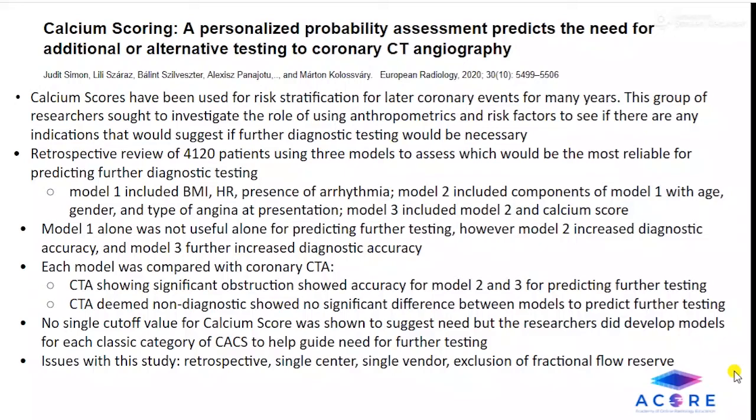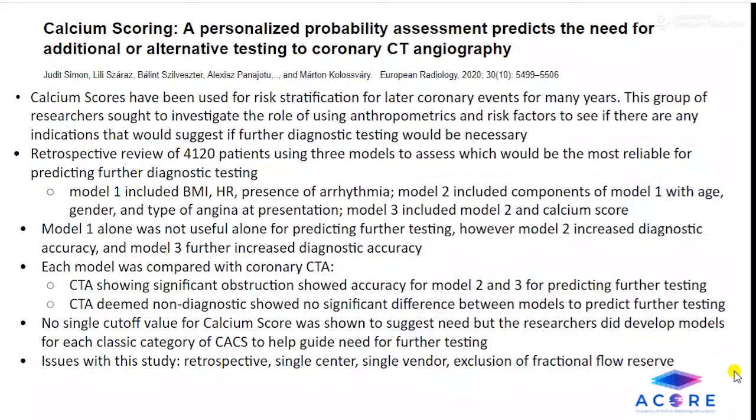In patients with significant coronary obstruction visualized on CTA, Model 1 again did not have significant discriminatory power. However, when compared with Model 2 and additionally Model 3, that diagnostic power did improve and further alternative testing would be necessary. The area under the curve for Model 2 was 0.74 and the area under the curve for Model 3 was 0.87, with a p-value of 0.001 for both.